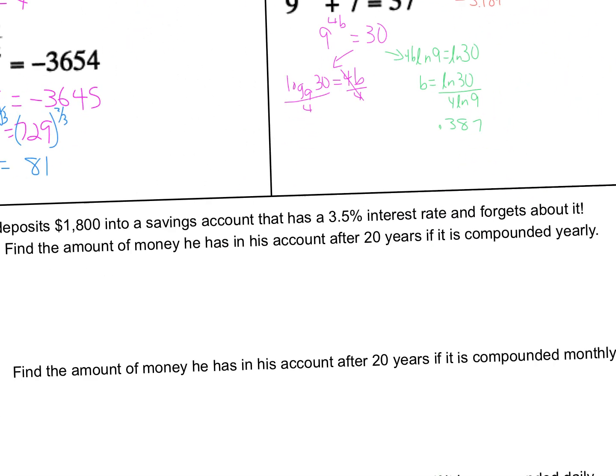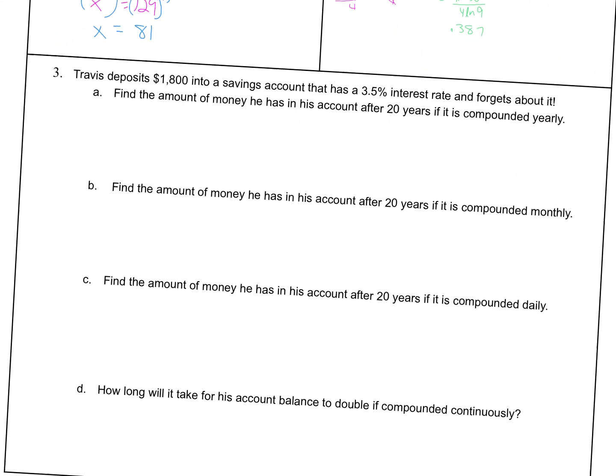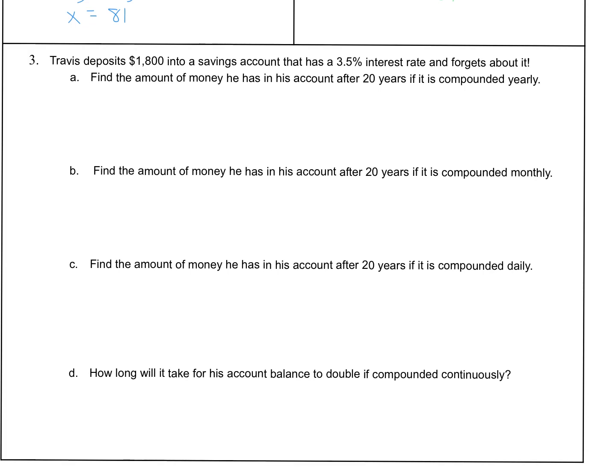What's next for me? Ooh, money. Travis deposits $1,800 in a savings account, has 3.5 interest rate. Yeah, right? That's a high interest rate for a savings account. And he forgets about it. Find the amount of money in his account after 30 years if it is compounded yearly.